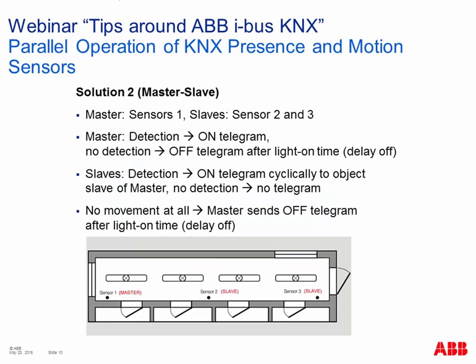So, solution 2 is the classical or the real master-slave constellation. What does it mean? The same situation with the corridor I have just mentioned, but the 3 sensors, presence detectors or motion detectors, are programmed differently. One sensor has to be the master, and the others have to be the slaves. How is it parameterized? The master will send an on telegram in case of detection of movement in its detection range. If there's no detection, an off telegram will be sent after this light on time. So the master is in principle responsible also for switching off of the light.